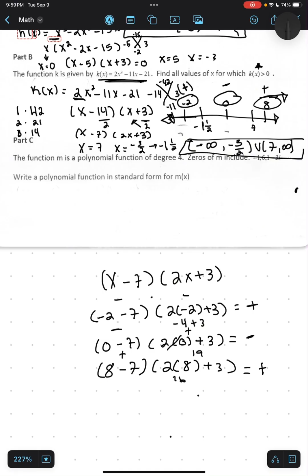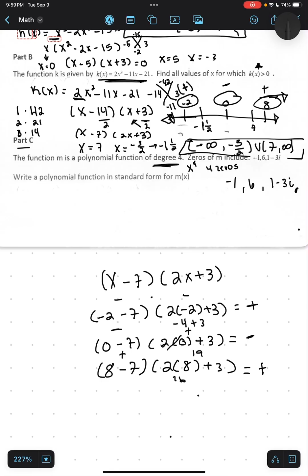Okay, moving on to part C. The function m is a polynomial function of degree 4. So we know our degree is 4, which means we'll have 4 zeros. We are given our zeros right here. These are our zeros: negative 1, 6, and 1 minus 3i.